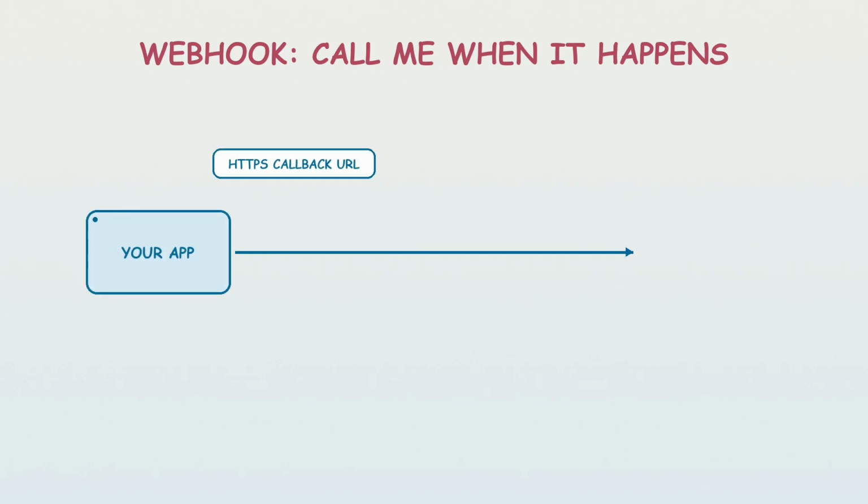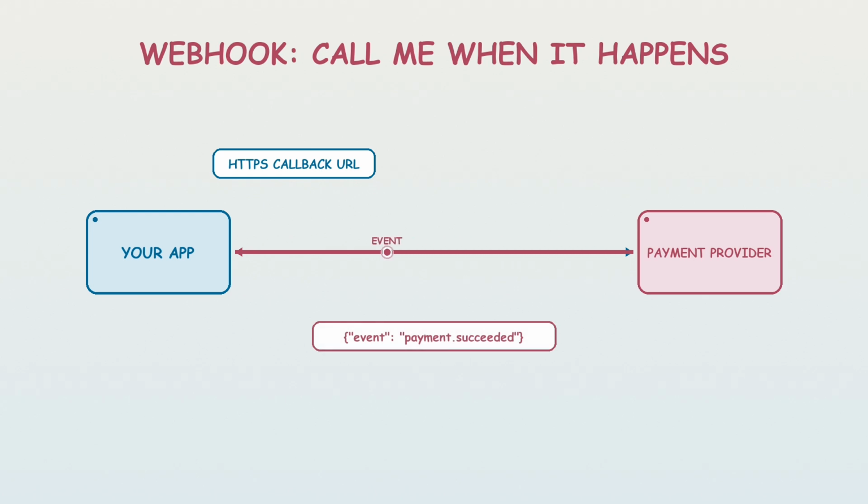With a webhook, your application gives another service a callback URL. When something happens, that service sends an HTTP request to your URL. A payment provider might send a payment.succeeded event after an order has been approved. Your application receives the event, verifies it, and updates the order without asking the payment provider every second. That repeated checking is called polling. Polling is sometimes appropriate, but it wastes requests when changes are rare. A webhook lets the system that knows about the event deliver it directly.